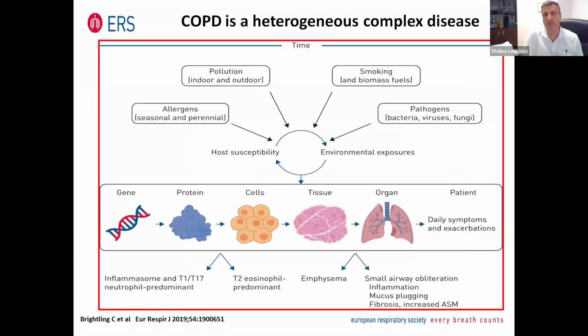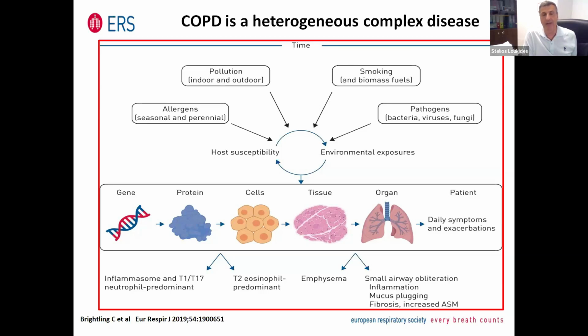But unfortunately, for this disease, the disease is a complex disease with multiple components, and also is a multifactorial disease with many factors involved in terms of the etiology, like the pollution, the smoking, or even the infections, the pathogens, and also the environmental exposures, and of course the host susceptibility. On the other hand, there are a lot of other factors that may be involved in the pathogenesis of the disease, like the genes, the cells, the tissue, and also the organ, reflected in the daily symptoms and exacerbations.